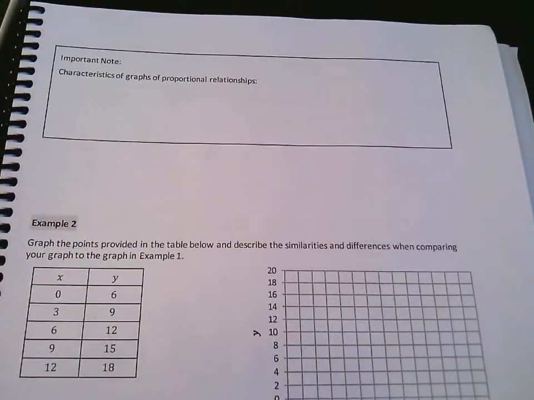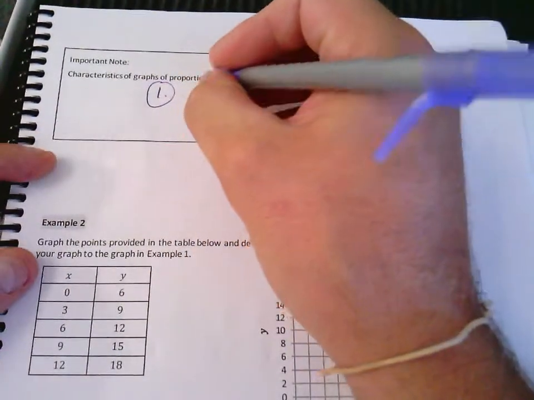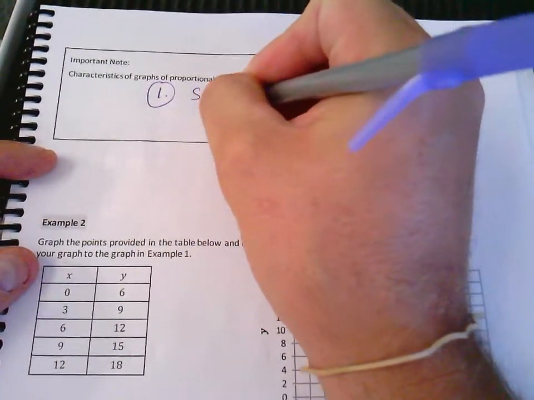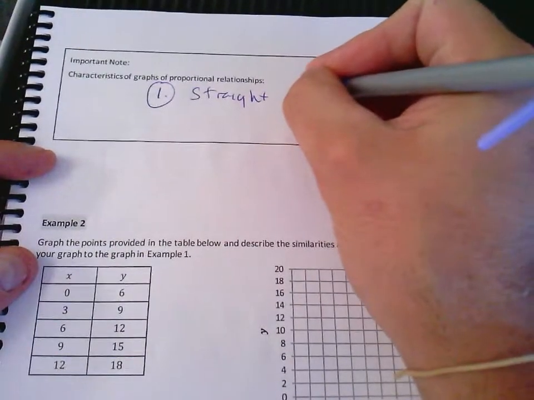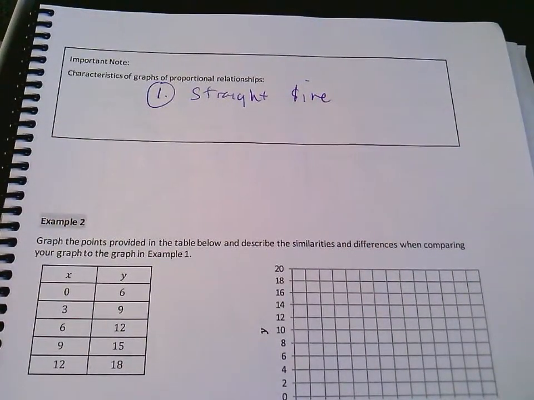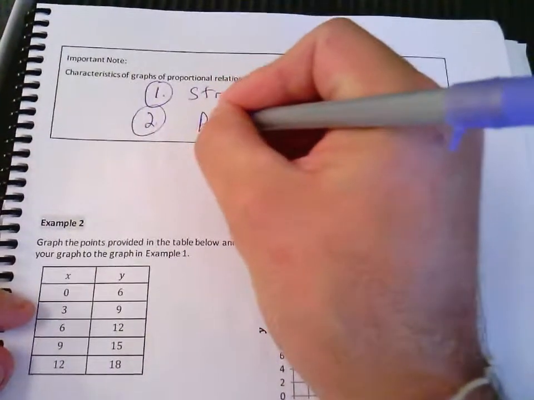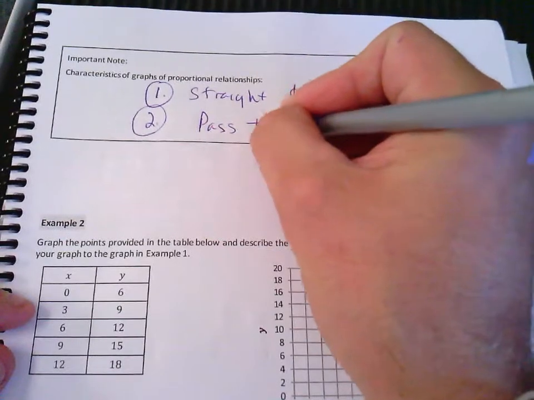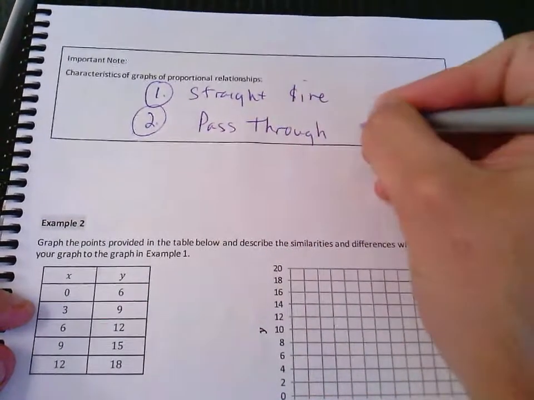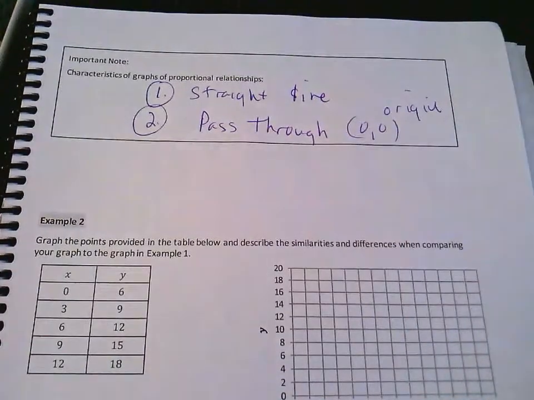Characteristics of graphs of proportional relationships. There are really 2 things you're looking for. First thing, is it a straight line? The line has to be straight. Right? It may look like it's straight, but it's got to be completely straight, perfectly straight. And then the second thing, it must pass through 0, 0, or the origin. The origin of the graph is 0, 0.